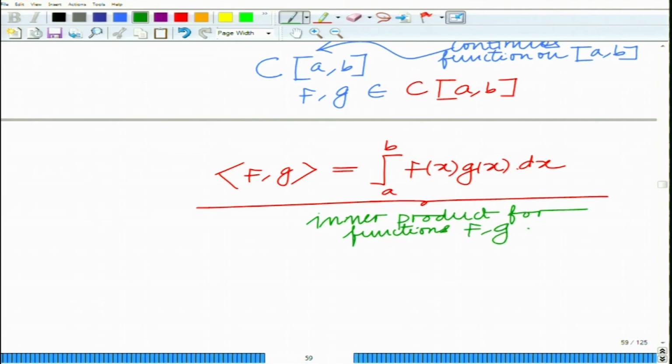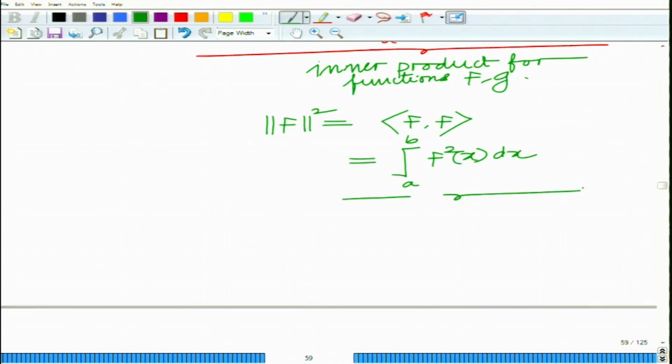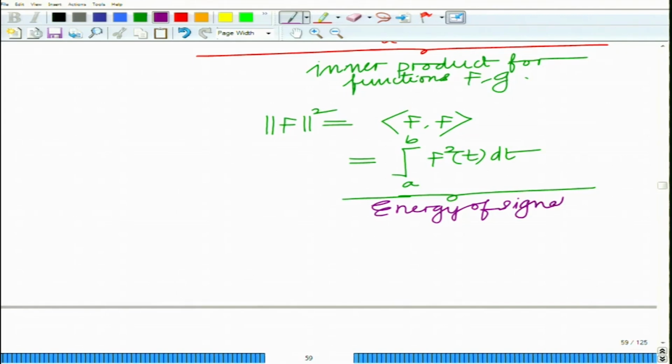The norm that arises is that the norm of f square is basically the inner product of f with itself, that is the integral on the interval a comma b of f square x dx, or this is nothing but the energy of the signal. That is, if you look at this as a signal in time, this is basically the energy of the signal in the interval a comma b.